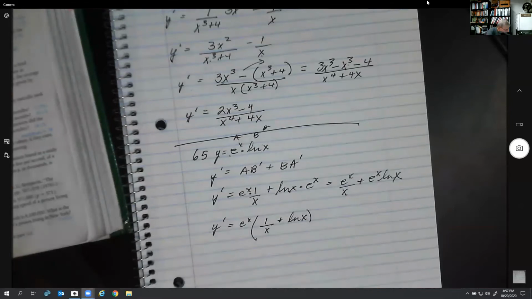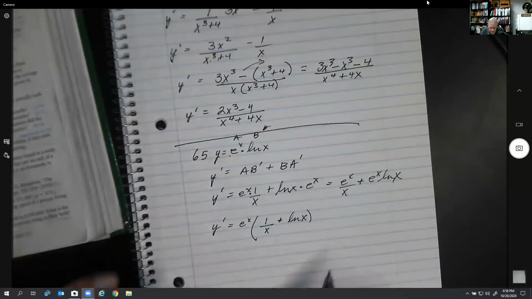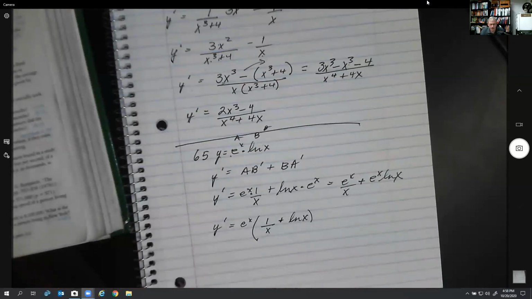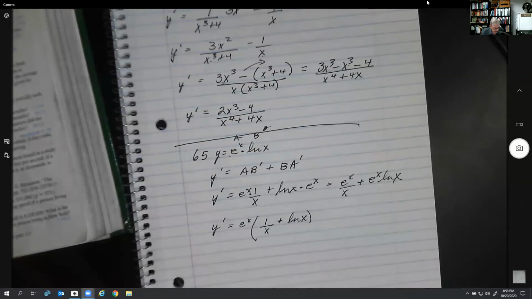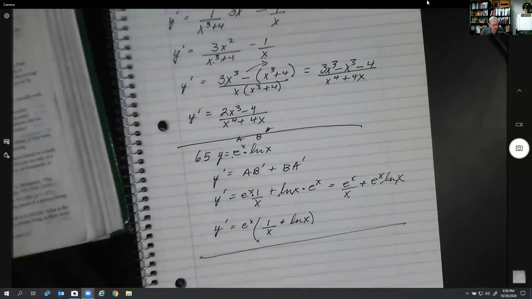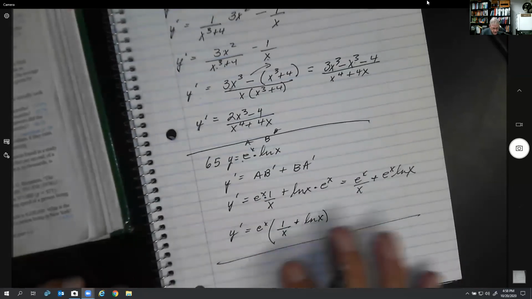Let's see how they wrote the answer in the book. This was 65. I don't have that answer, so I don't know which one they put. Let's see if I can find it on this page. I don't see it here. Probably in the back of the book someplace. But that's how I would write it. Anyhow, I'm pretty sure it's correct. You know, if it isn't, I'm in trouble.